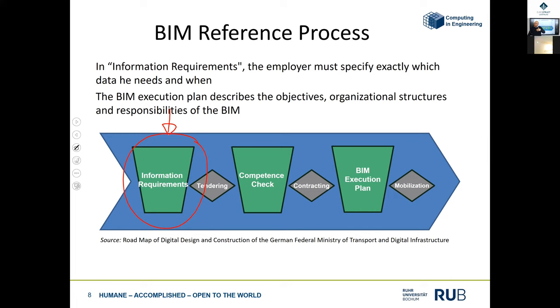So we call this employer's information requirements. At the moment, only information requirements. And then the engineer can check if he has the competence to provide this information, and he knows how to set up the digital model. So we have this more or less piece of paper where we write down what we want. So we have a paper where we want a bridge, this dimension, with maybe this number of lanes or whatever. So we also have this.